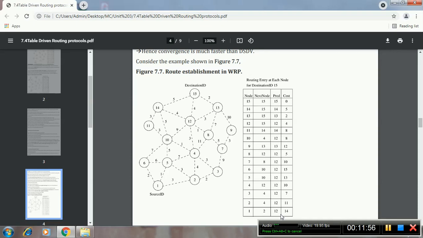In this way we have to calculate each and every node from source to destination. Next, for example, from node 2, the next node is 4 and the predecessor is 12. Predecessor means the node before it, node 12, and the cost is 8 plus 3, 11. This is the cost. Like that we have to calculate all the nodes.